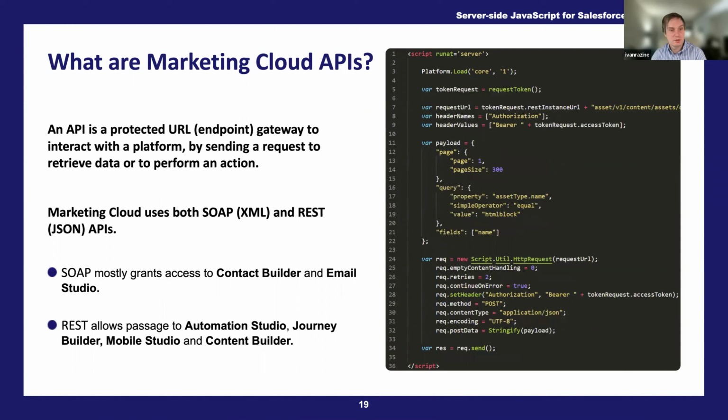The particularity of the REST API is that you have to first generate a token. With your Marketing Cloud API keys, you generate a token, and you use that token to send a second request to retrieve data from different parts of Marketing Cloud, like Automation Studio. If you want to retrieve the list of all the automations, you can do that by running this code. If you want to retrieve the list of all the journeys, I don't know, emails, different blocks, you would use that particular API.